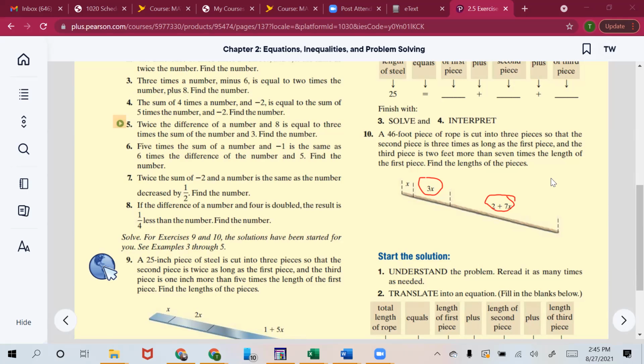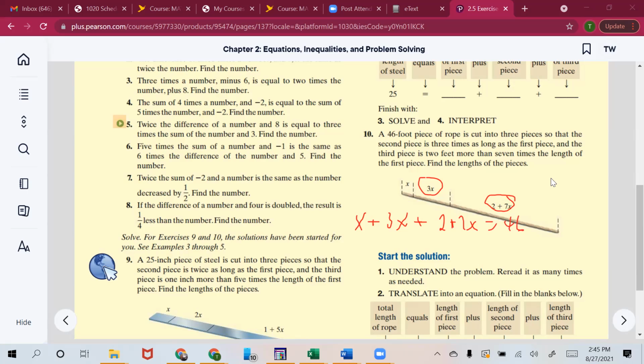So that means that if I take the first piece, which is X, and I add it to the second piece, which is 3X, and I add that to the third piece, which is this lovely 2 plus 7X. I can put parentheses around the 3X and the 2 plus 7X just to say this goes together and this goes together. It doesn't matter. Parentheses aren't going to do anything. That needs to equal 46.